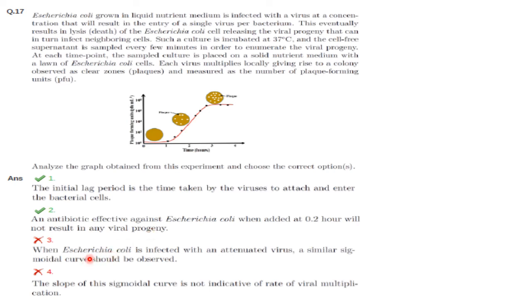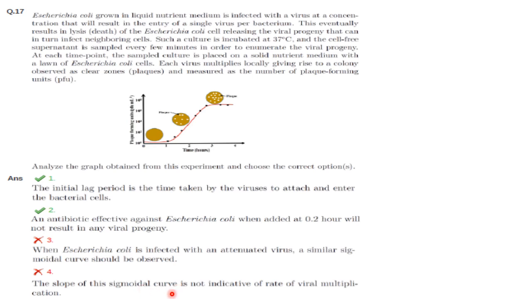Then next one. When Escherichia coli is infected with an attenuated virus, a similar sigmoidal curve should be observed. In an attenuated virus, the virulence of the virus is reduced and it will be viable. So it will not result in a similar sigmoidal curve. The virulence of the virus is reduced and it will not result in the same sigmoidal curve.